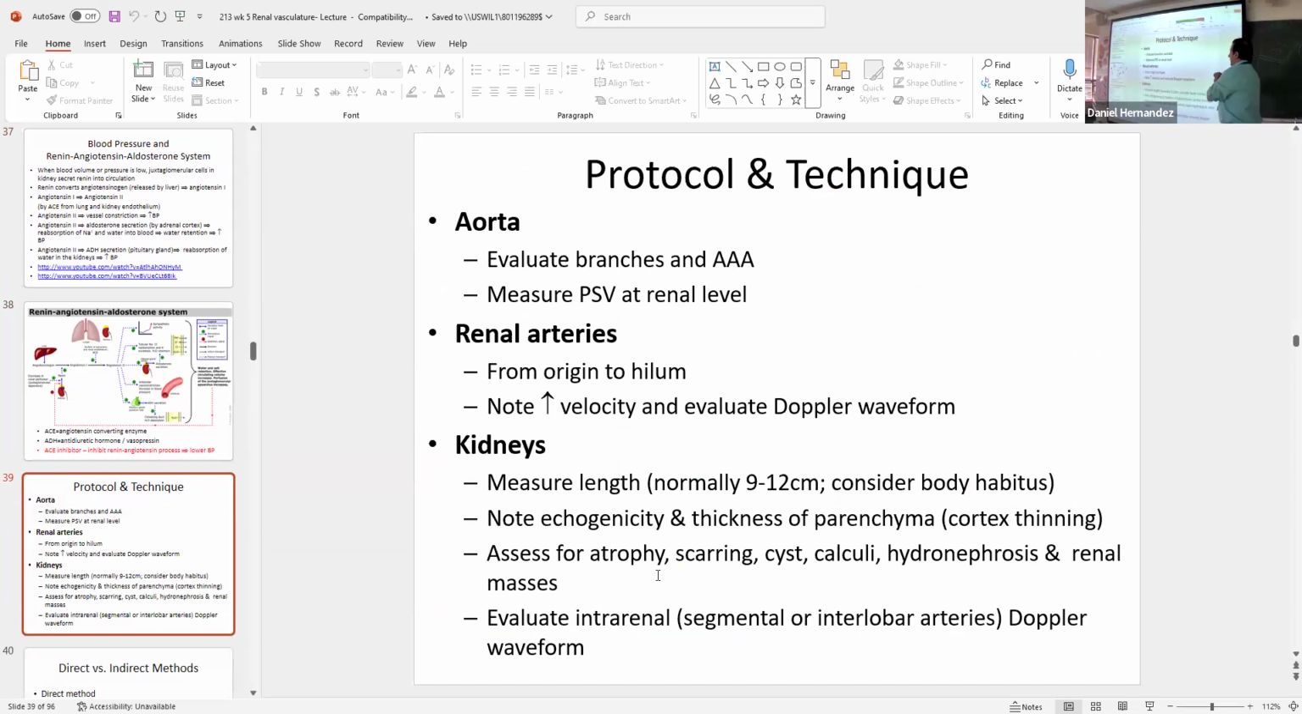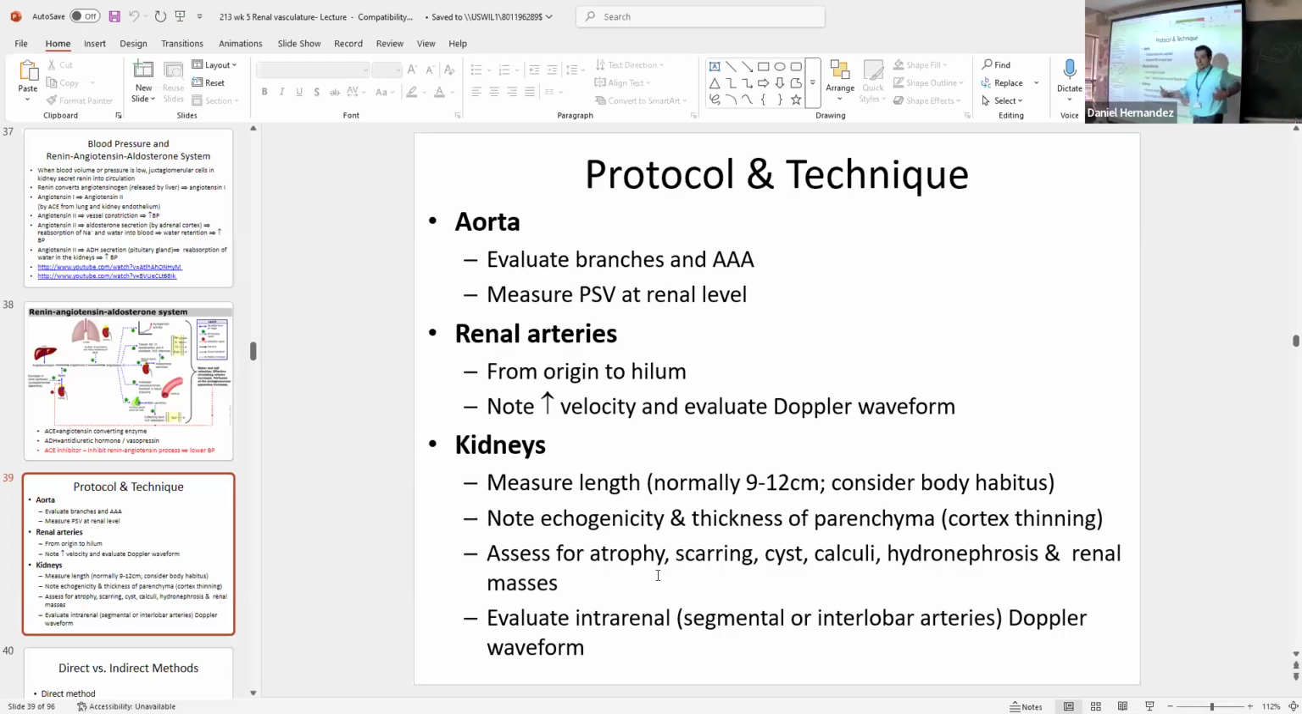So when we're doing a renal artery Doppler, it all starts with the aorta. We have to get a nice sagittal aorta picture. We want to Doppler the aorta around the level of the renal arteries, so we're Dopplering mid-aorta. It's important because, if they have atherosclerosis in the aorta, those velocities are going to be elevated, and that's going to impact the renal arteries.